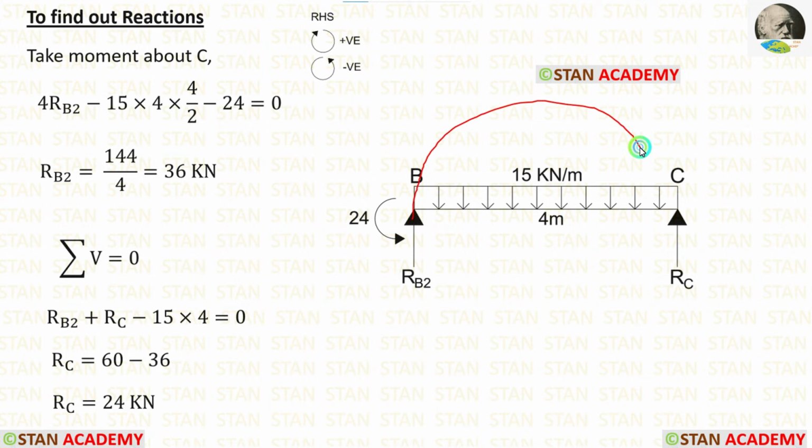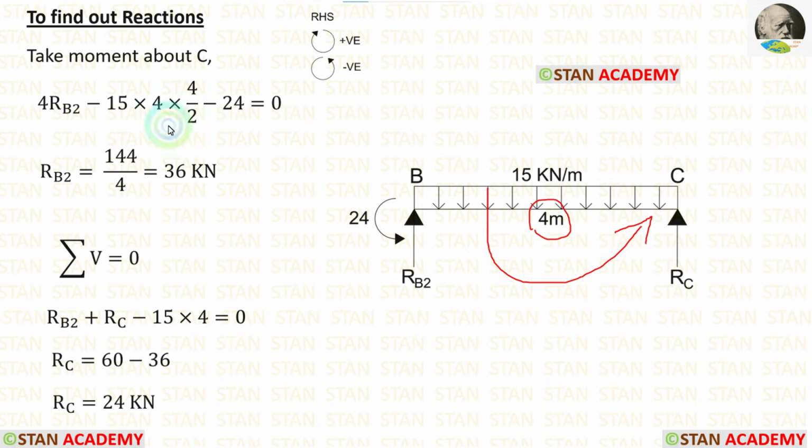RB2 is acting towards the point C in the clockwise direction. So it is positive and the distance is 4 meter. So 4 RB2. The UDL is acting towards the point C in the anti-clockwise direction. So it will be negative. When the UDL comes, we have to multiply with the distance and the distance by 2.